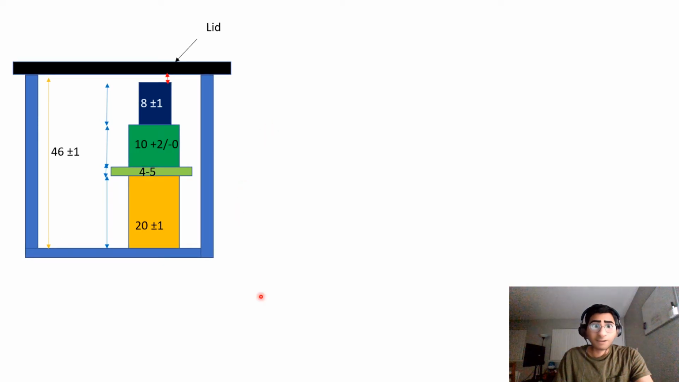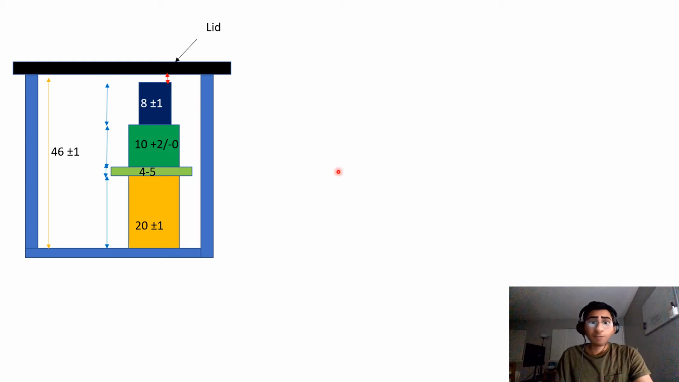Now these are some of the dimensions which are given. Overall, if I consider it to be a datum, this particular dimension is 46 with a bilateral tolerance of plus minus 1. And all components starting from here, we have 20 with a bilateral tolerance. And then we have 4 to 5, which is a range, then a unilateral tolerance. And then we have again a bilateral tolerance.